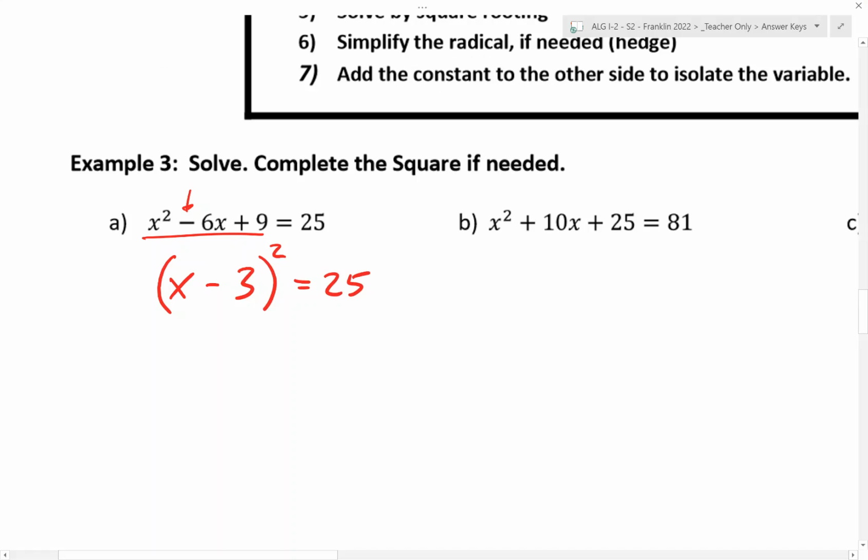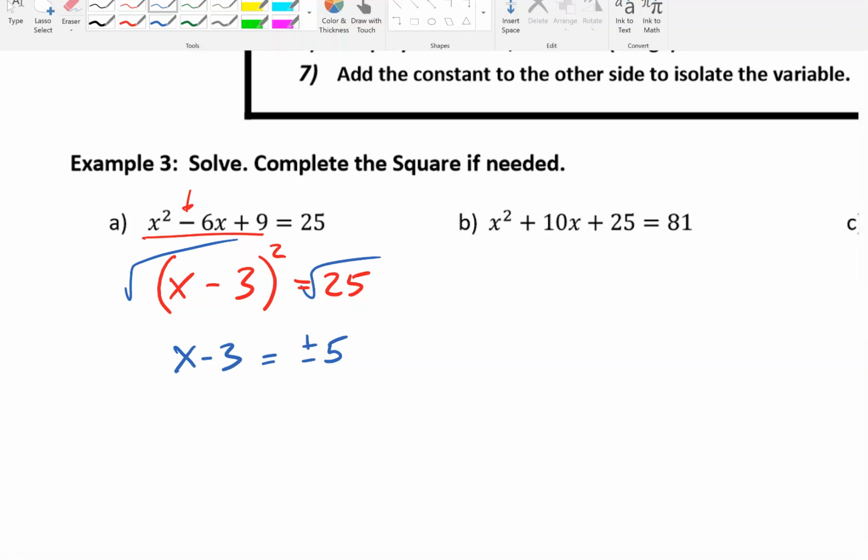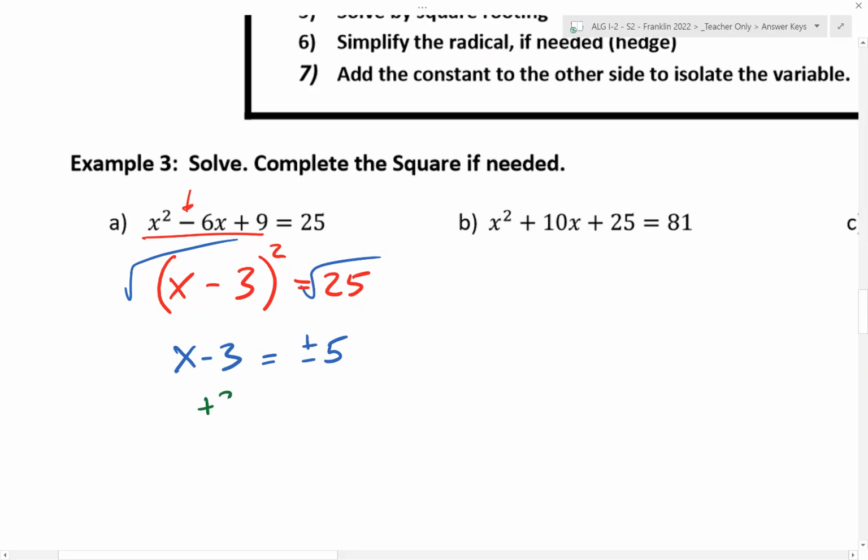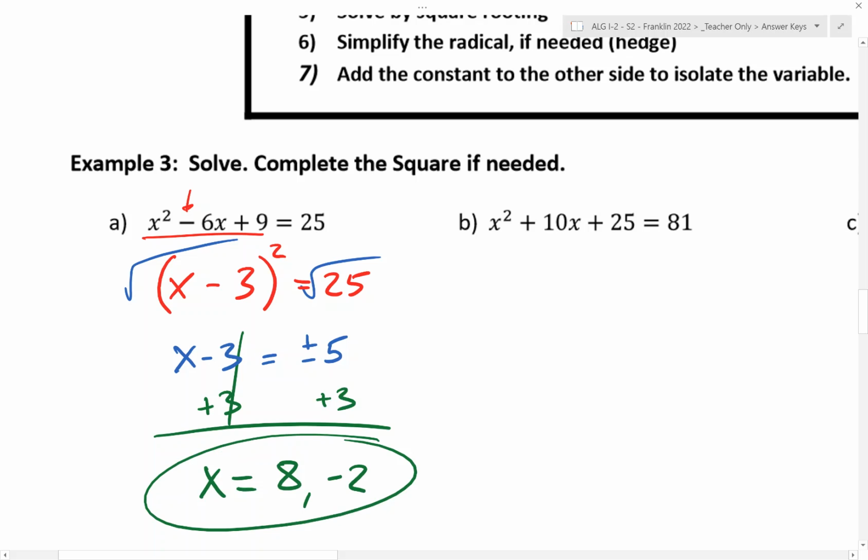And now we can solve by square rooting. So we'll take the square root of both sides, just like we did in the 7.2 notes. We get x minus 3 equals positive and negative 5. And then we just add 3. So x equals 5 plus 3 is 8, and negative 5 plus 3 is negative 2. So we get the two numbers, 8 and negative 2.